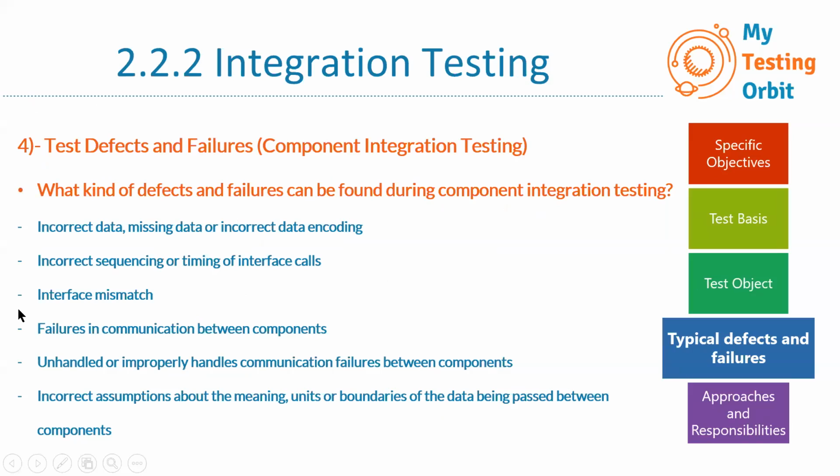Okay, the next one is failures in communication between components. I will merge this one with the next one, which is unhandled or improperly handled communication failures between components, because these two are quite linked. What does that mean? Due to an issue, if components are not able to communicate with each other, then of course there will be a failure, we'll get to know about it, and we will go back, see where that issue is and fix it.